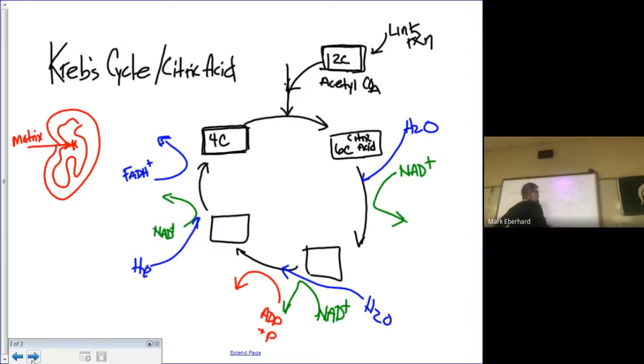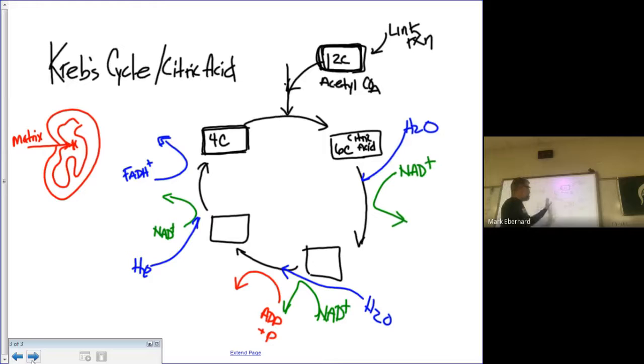And that forms this temporary 6-carbon molecule called citric acid. So now what we're going to do is keep oxidizing and reducing so we can break apart the rest of the sugar. This is what's left of the sugar. This is acetyl-CoA. And so we're going to pull apart the rest of that acetyl-CoA and extract the energy. And when we're done, we're going to recreate the original 4-carbon molecule so it can do it all over again.